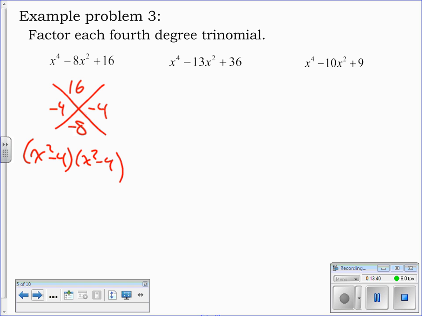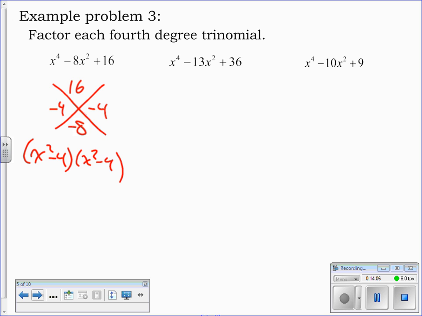Okay, does that make sense? Do you see the connection between what we did before, the quadratics, to what we're doing here? Powers are doubled. Instead of x squared, I've got x to the 4th. Instead of x to the 1st, I have x squared. So instead of having x here, I have double that, which is x squared. Now, can I factor these? Yes, I can. That's what we're going to do, because we're not done. We've just done one step of factoring.